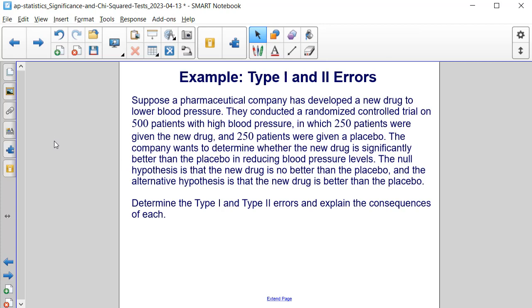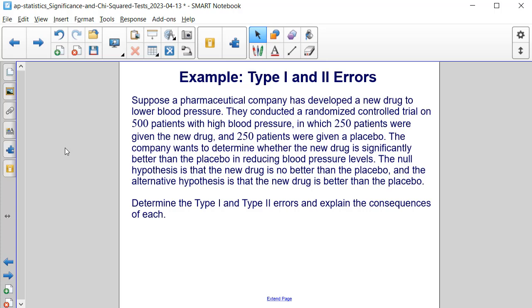Suppose a pharmaceutical company has developed a new drug to lower blood pressure. They conducted a randomized controlled trial on 500 patients with high blood pressure, in which 250 patients were given the new drug and 250 patients, the other half, were given a placebo. The company wants to determine whether the new drug is significantly better than the placebo in reducing blood pressure levels.